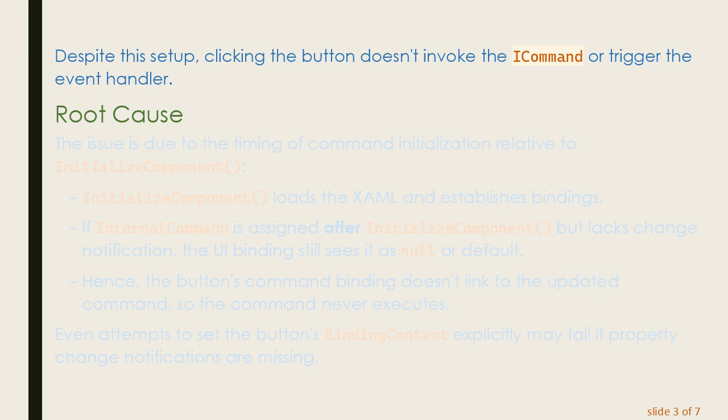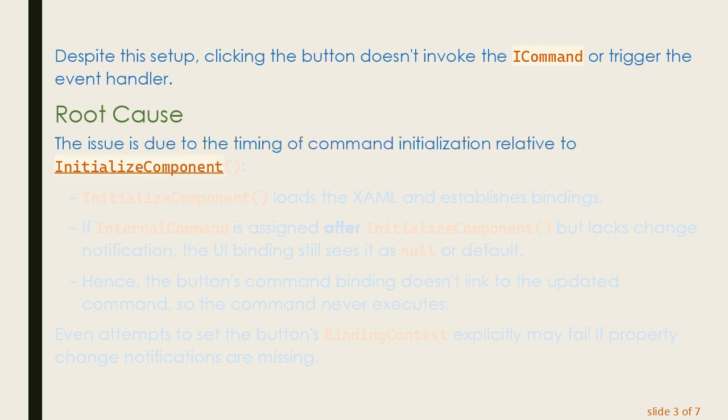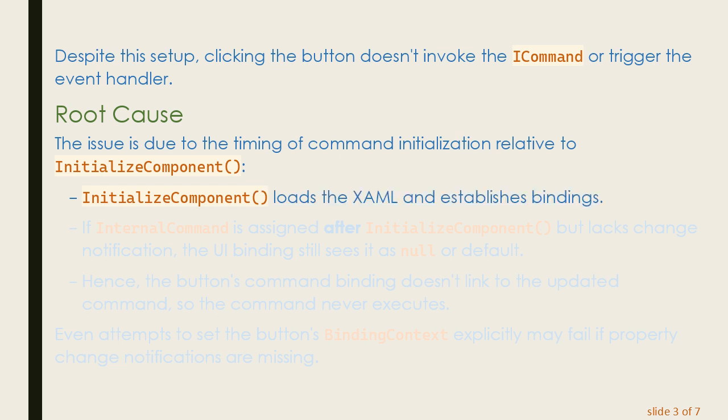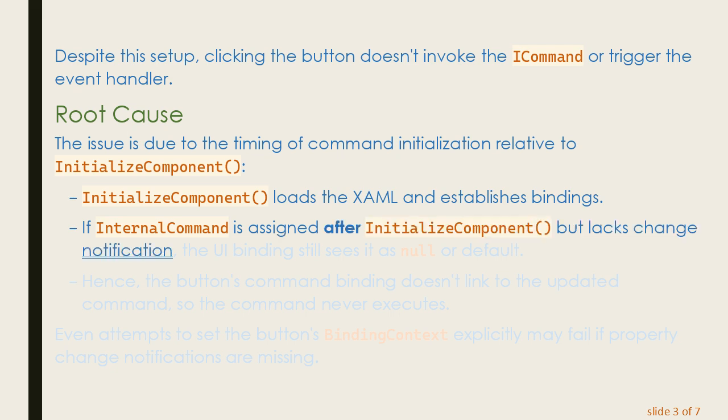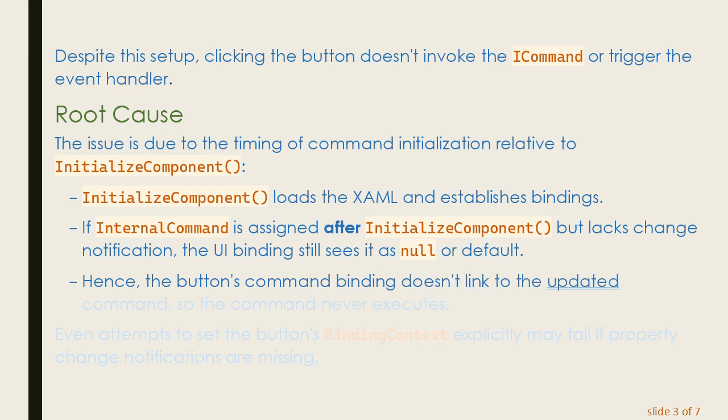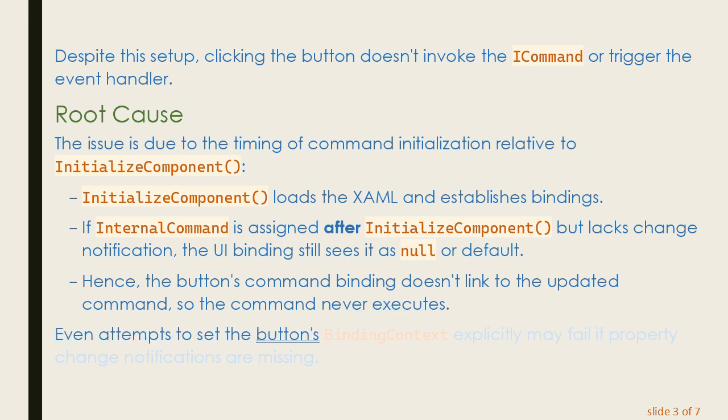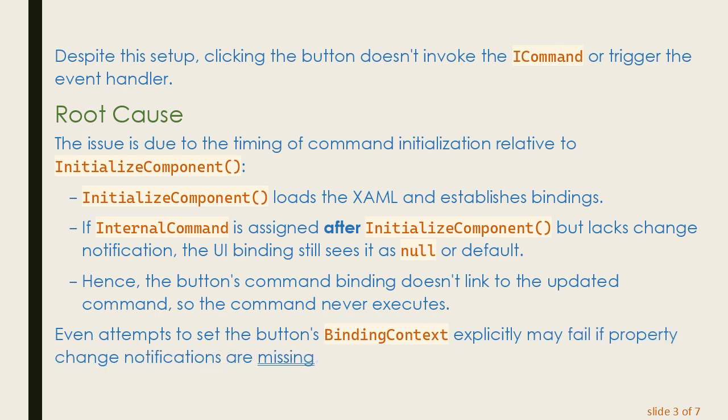Root cause. The issue is due to the timing of command initialization relative to InitializeComponent. InitializeComponent loads the XAML and establishes bindings. If the internal command is assigned after InitializeComponent, but lacks change notification, the UI binding still sees it as null or default. Hence, the button's command binding doesn't link to the updated command, so the command never executes. Even attempts to set the button's binding context explicitly may fail if property change notifications are missing.